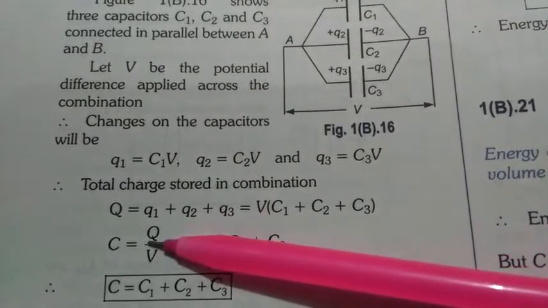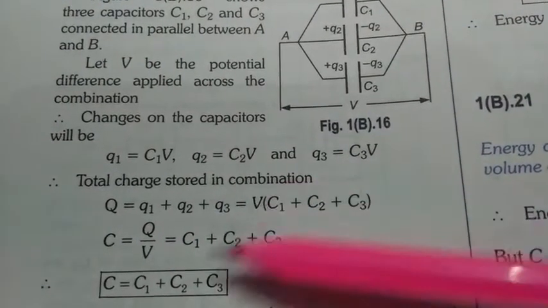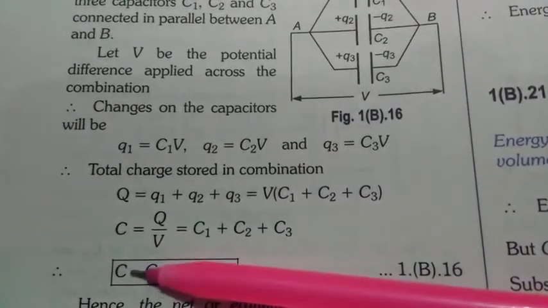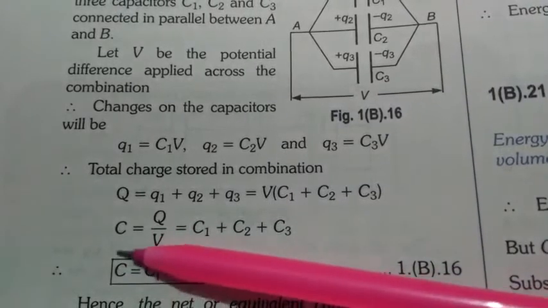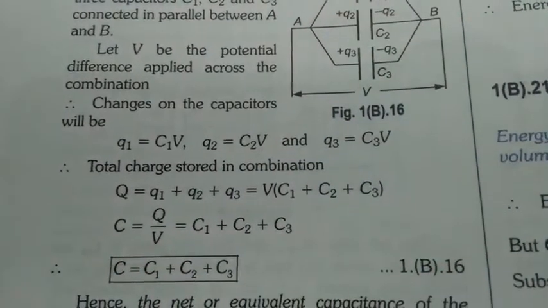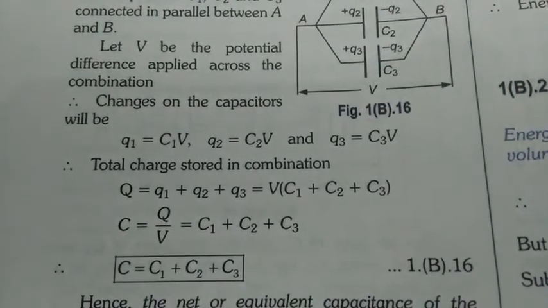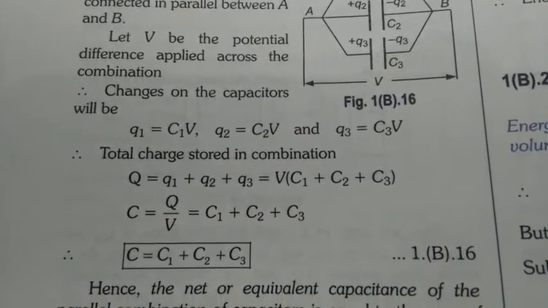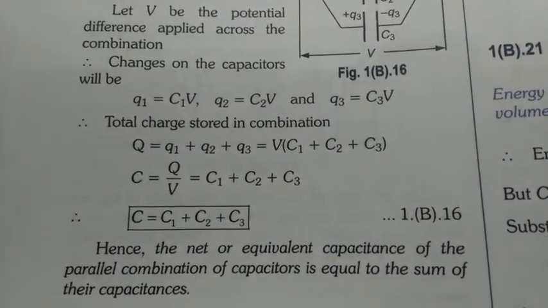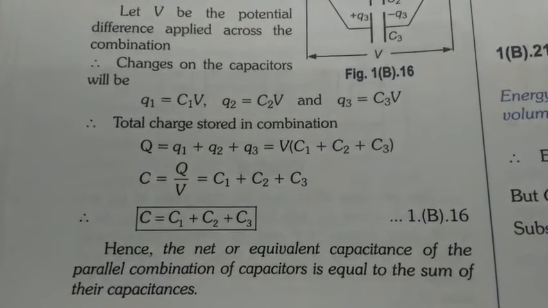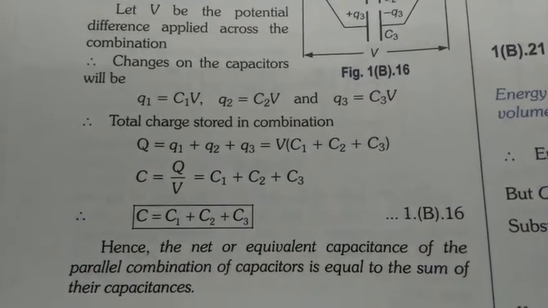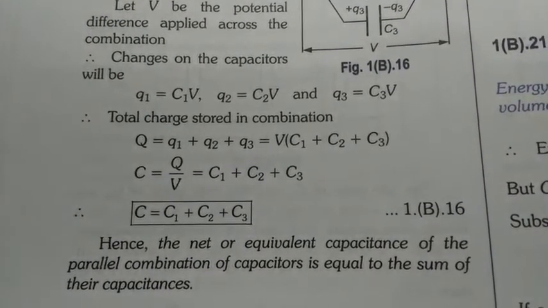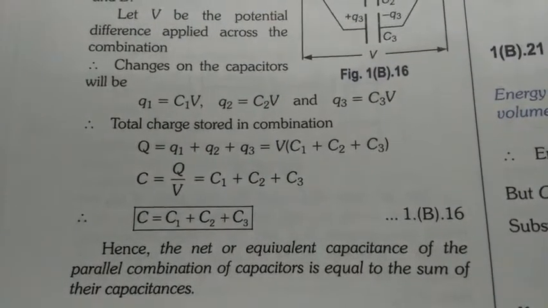So when we put the value of Q here, this V and this V will cancel out and we have C1 plus C2 plus C3. Okay, so the resultant capacitance of the parallel combination is equal to the algebraic sum of the individual capacitances. That means when we have to increase the value of the resultant capacitance, the capacitors should be connected in parallel combination. Hence the net or equivalent capacitance of the parallel combination of capacitors is equal to the sum of their capacitances.